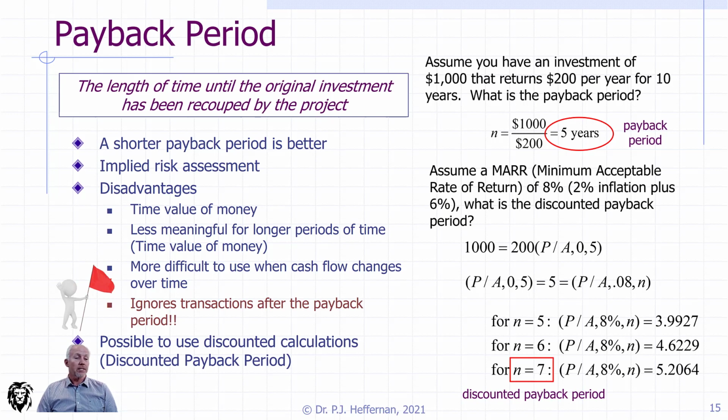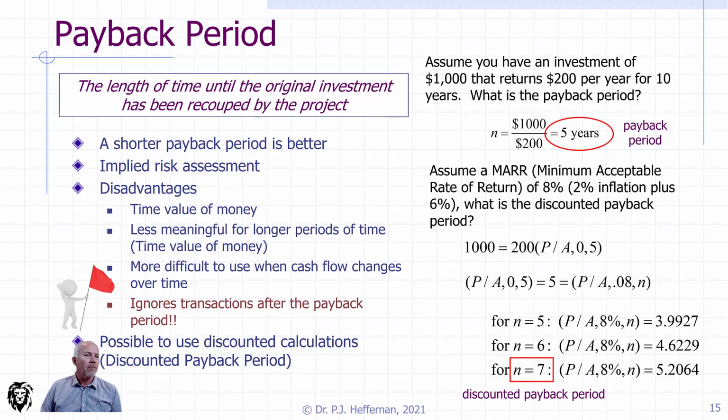at 7 years. And so we can see that the discounted payback period would be something slightly less than 7 years, or to the closest whole number would be 7 years. And so that would be the discounted payback period. So that's one way to do it, easy to do in this case.